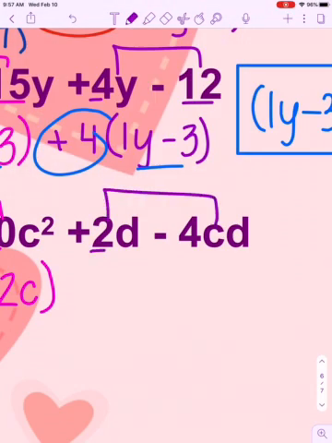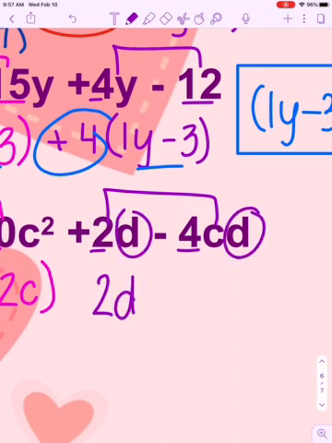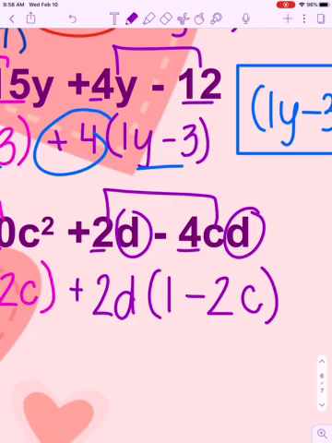Scoot on over here, and look at these. 2 and 4, I can take out a 2. They both have d's, so I can take out a single d, put a parenthesis. 2 divided by 2 is 1. I had a d, but I took it out. Drop your subtraction sign. 4 divided by 2 is 2. I had a c, and I couldn't take any c's out, so there's still a c in there. And I had a d, but I took it out, so that was it.